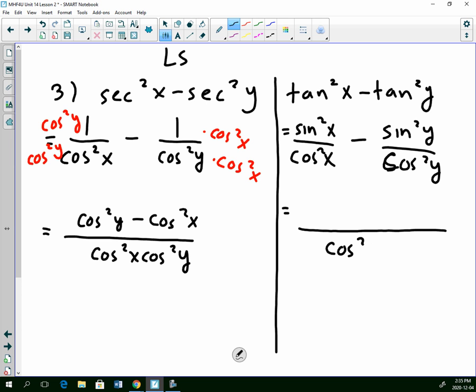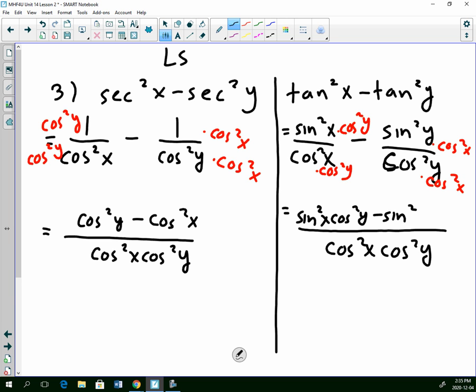Okay, the common denominator is cos squared x cos squared y. So this one needs to get multiplied by cos squared y, and this one needs to get multiplied by cos squared x. That leaves us with sine squared x cos squared y minus sine squared y cos squared x.